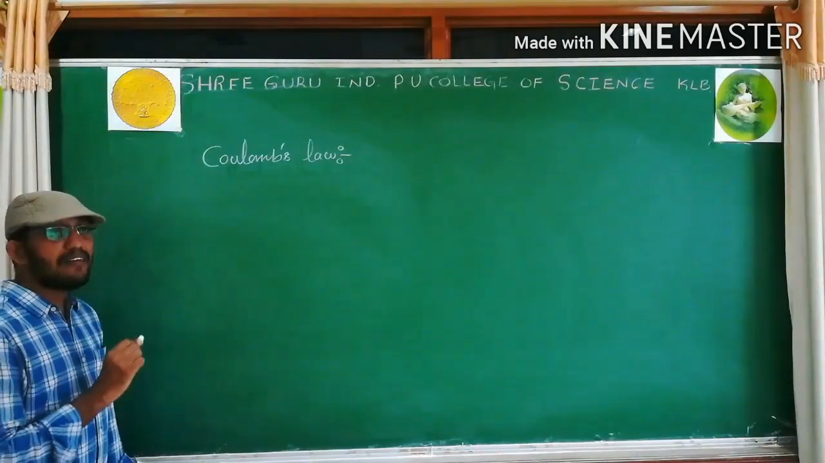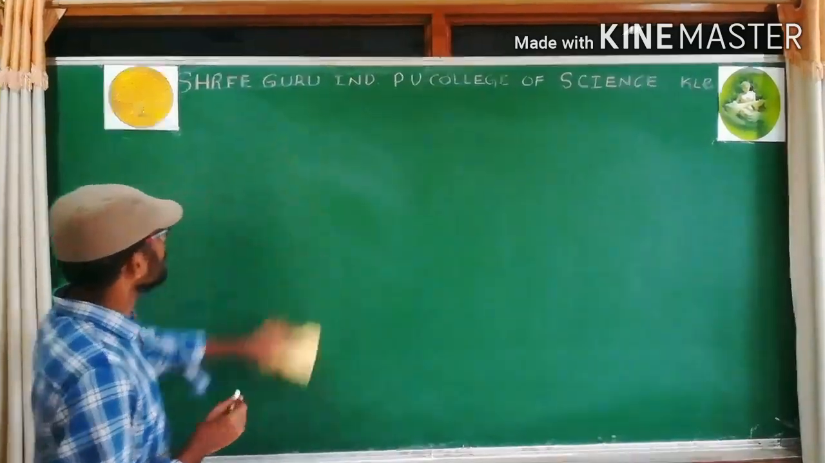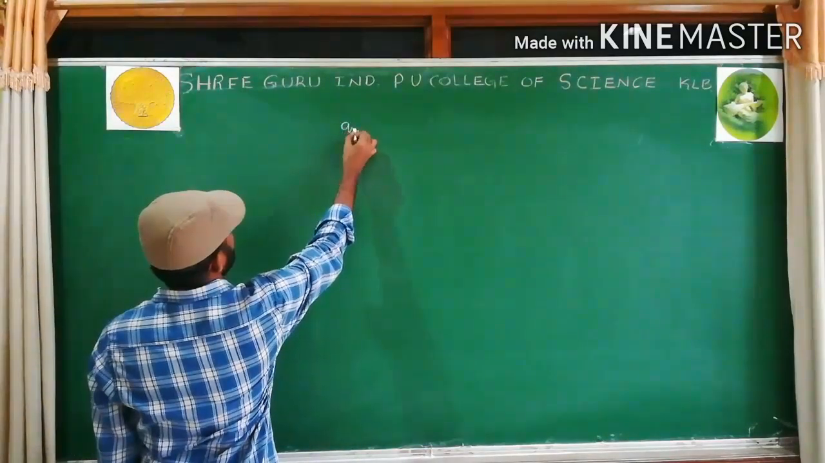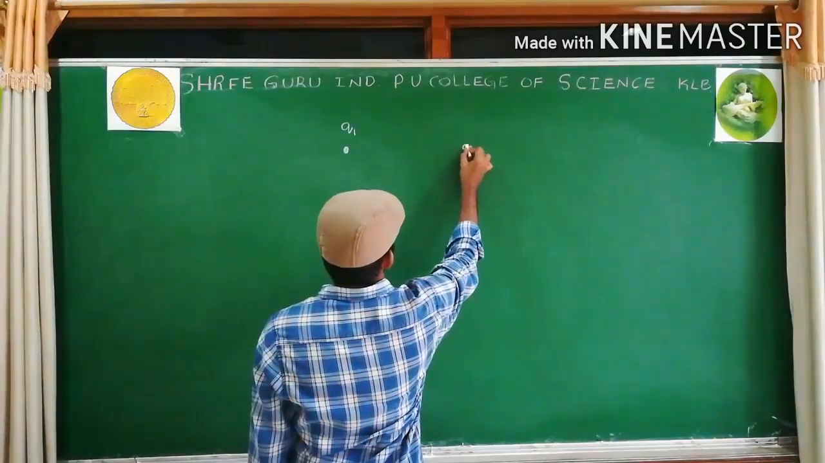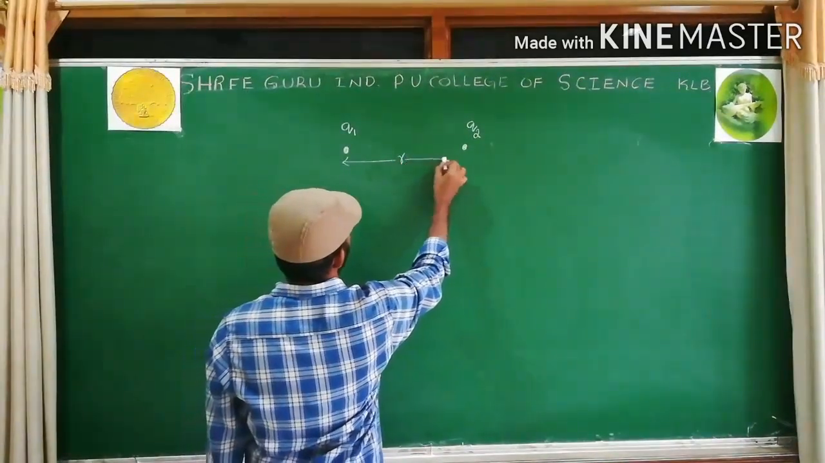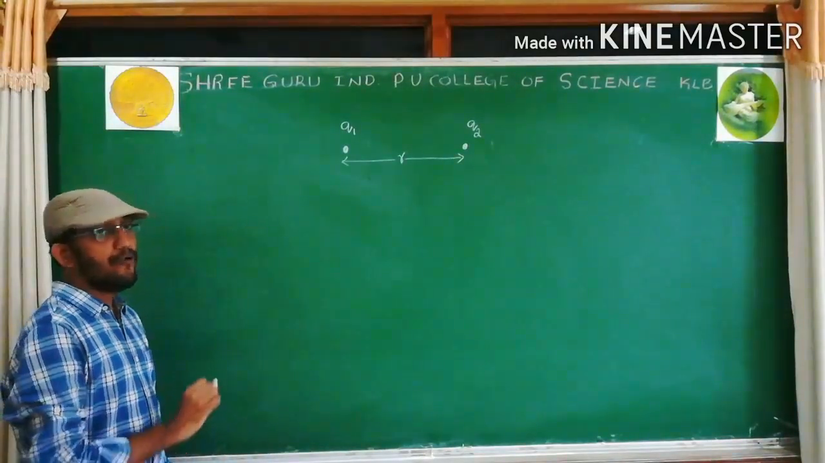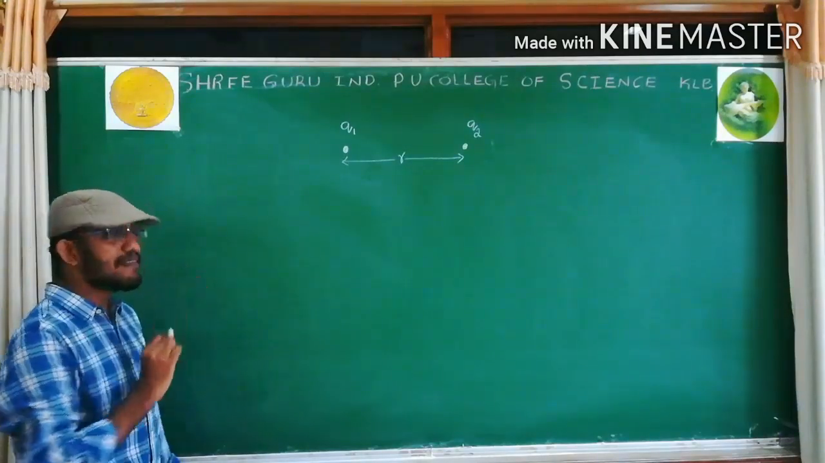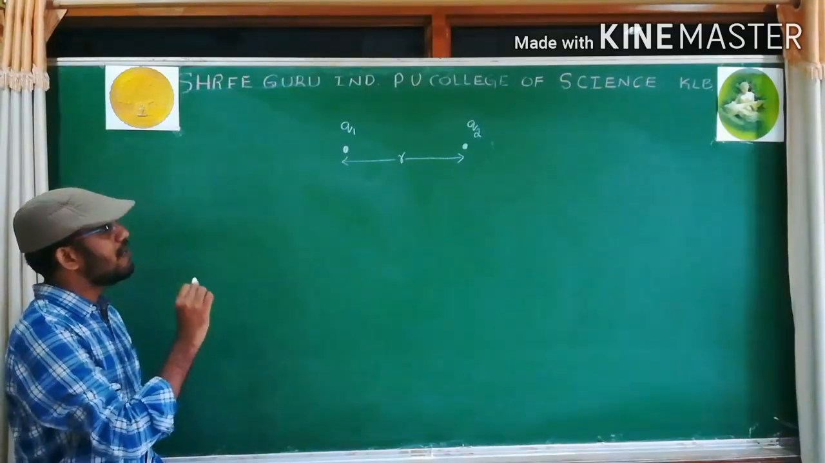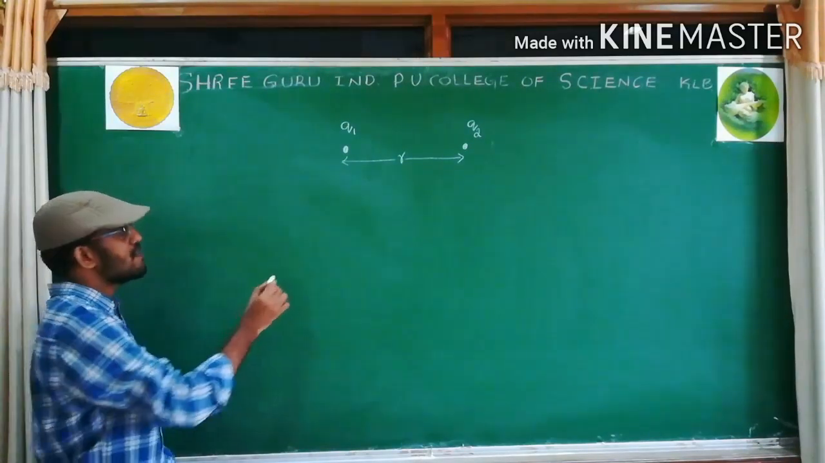Now we will see the explanation of Coulomb's law. Consider two charges, Q1 and Q2, which are separated by a small distance r in vacuum as shown in the figure. How many charges have I taken? Two charges. What are those two charges? Q1 and Q2, placed in vacuum with a separation of r.